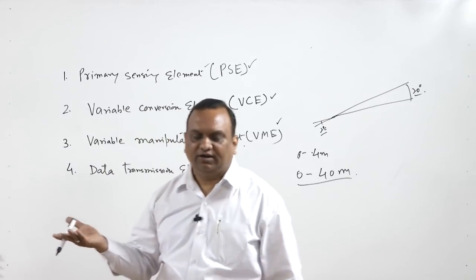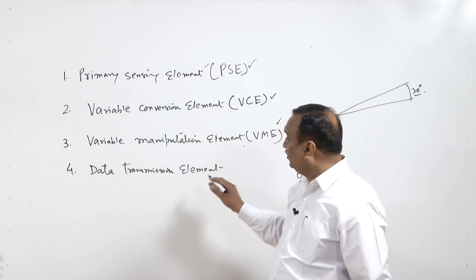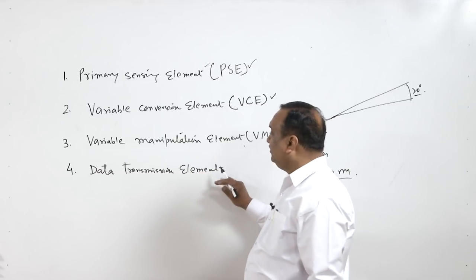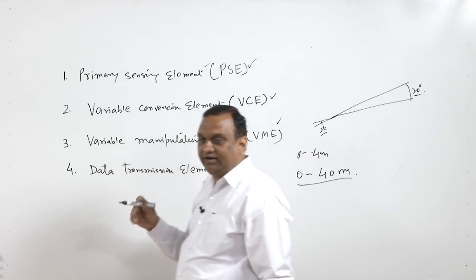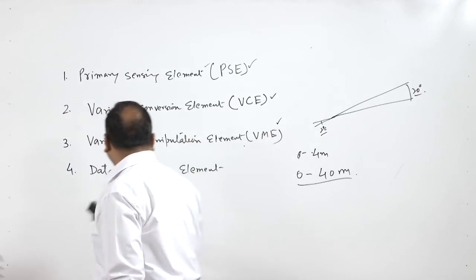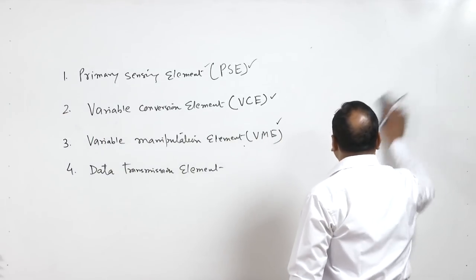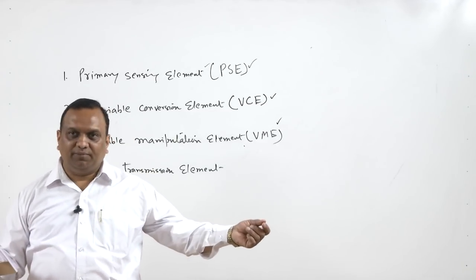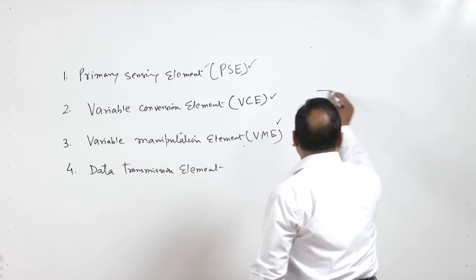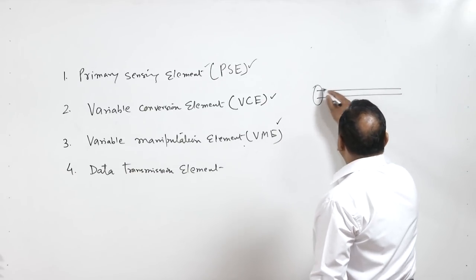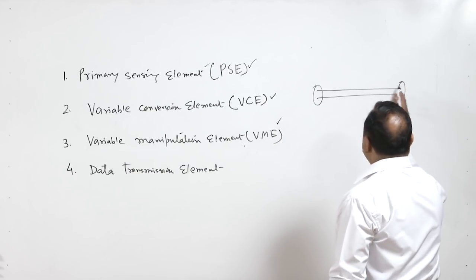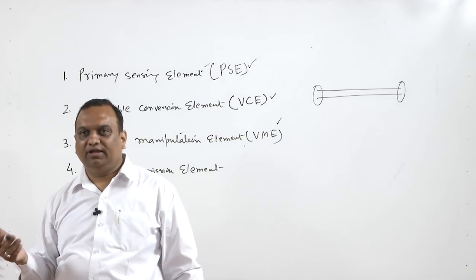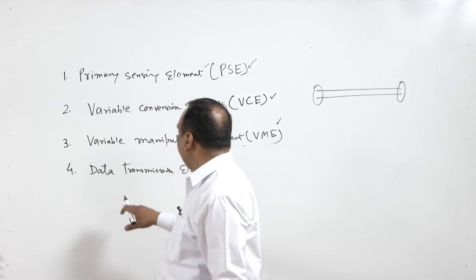Cables are data transmission elements, but here also, during data transmission, the original nature of the signal should not change. So, cables are data transmission elements, shafts are data transmission elements, because suppose there is a rotary motion at one place, it can be transmitted to another place using a shaft. Bands can also be a sort of data transmission element.